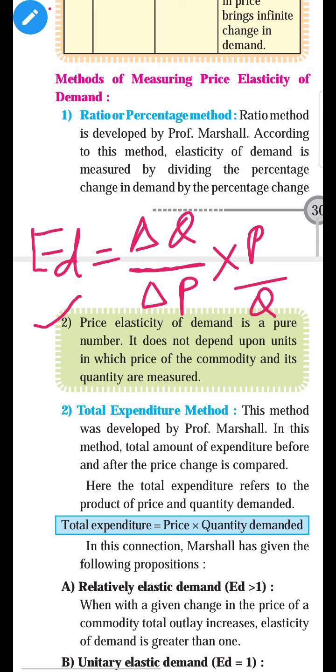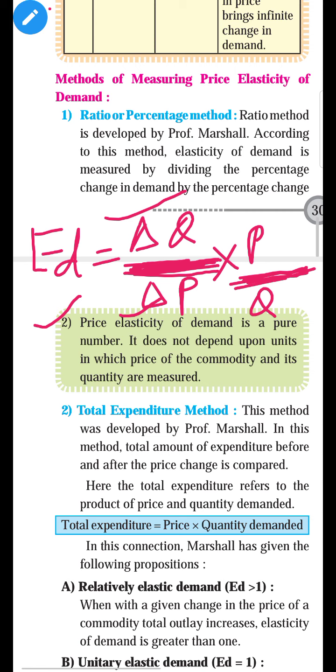And why is it called the ratio method? Because when we write the formula of this method, we use the ratio sign. Ratio means one is a numerator and the second is a denominator. So delta Q is the numerator and delta P is the denominator, and in between there is a ratio. That's why it's called ratio.